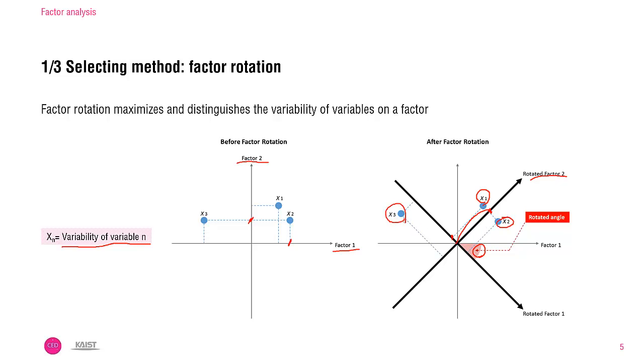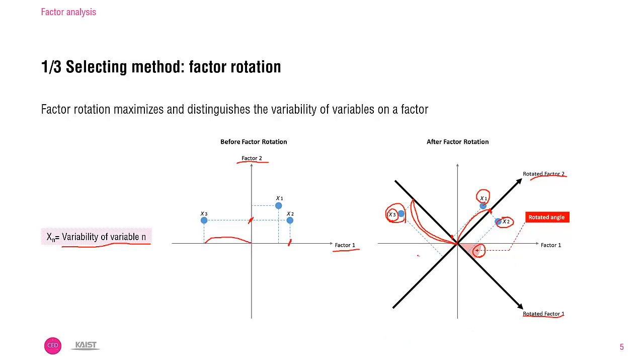In case of variable 3, the variability with regard to rotated factor 1 is a lot increased. Initially, the value was only this, but it has more contrast with factor 2, and it has much larger variability here. The variability means the amount of information that the factor can explain about the variable.